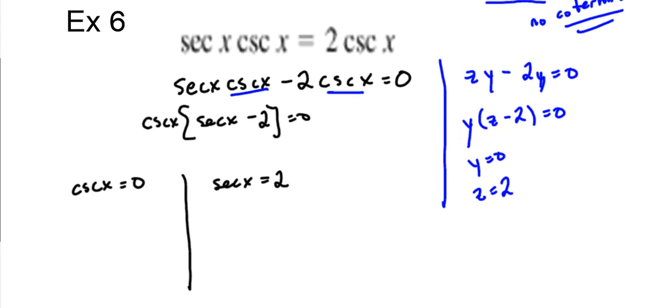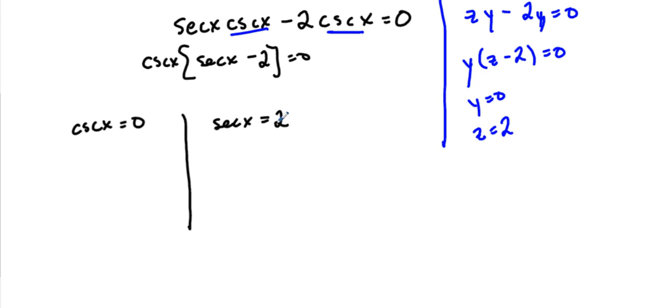Now, how do you solve these? Well, you can't just solve this and this verbatim, so we actually need to change this to sine and cosine. So change to sine and cosine. We're going to make this one 1 over sine of x equal to 0. This one will be 1 over cosine of x, and that's going to equal 2. Now we're going to solve this.